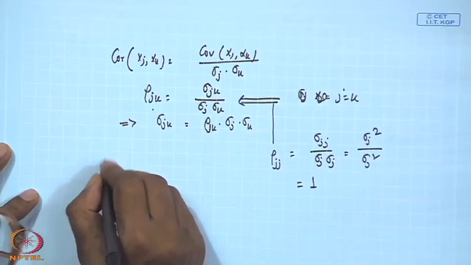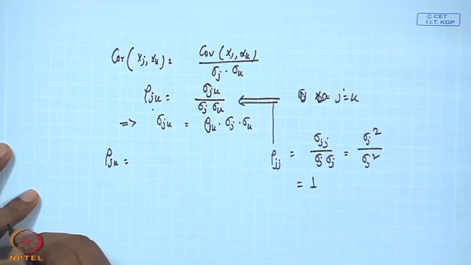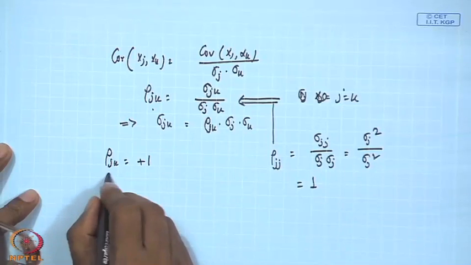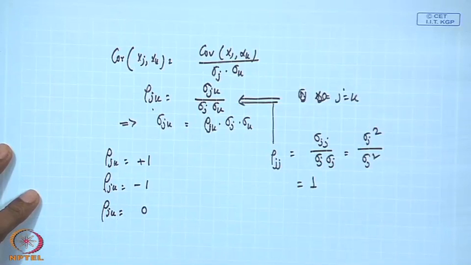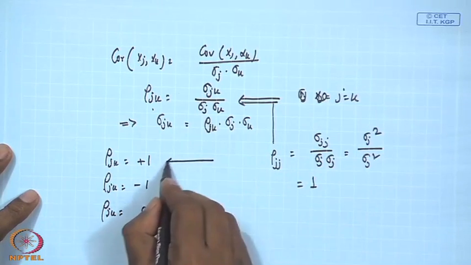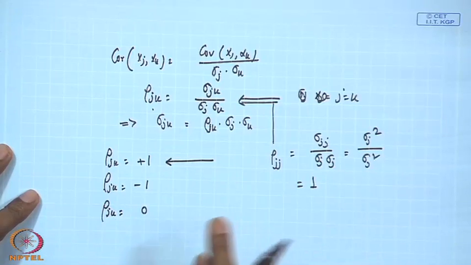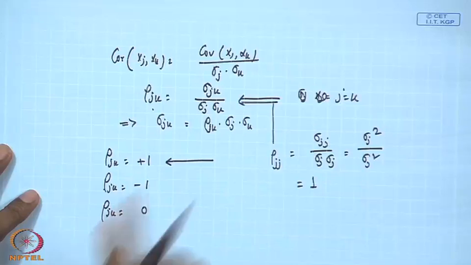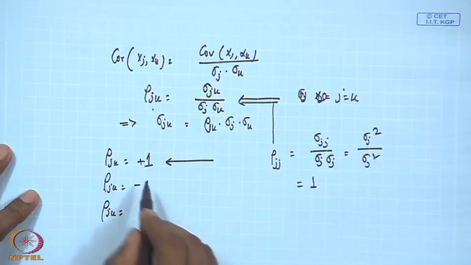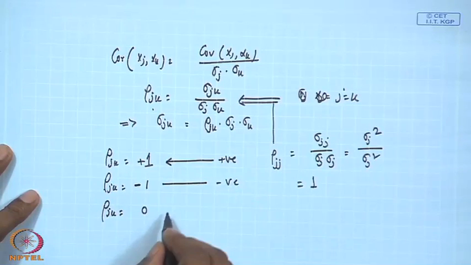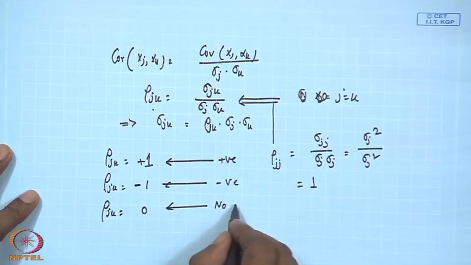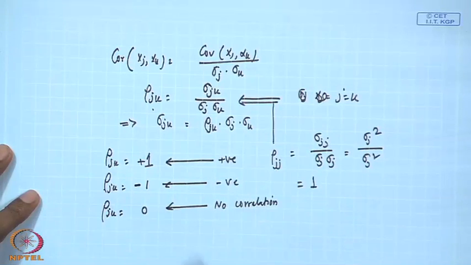Okay. The same thing will happen for sample data also. Now, what do you mean by correlation between j and k being plus 1, minus 1, or 0? This one is saying perfectly positively correlated, and 1 stands for the perfect correlation. The minus stands for negative. So, that is positively correlated, this is negatively correlated, and this one has no correlation: positive, negative and no correlation.